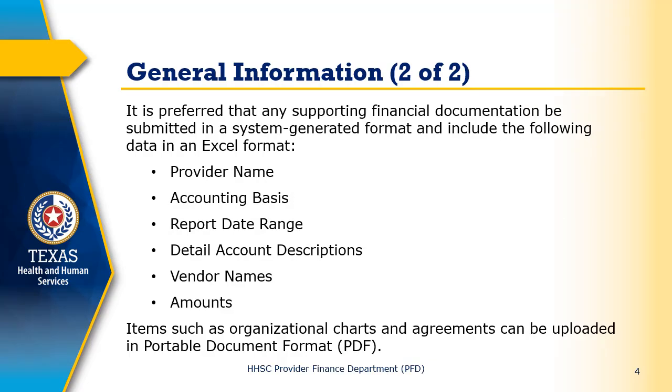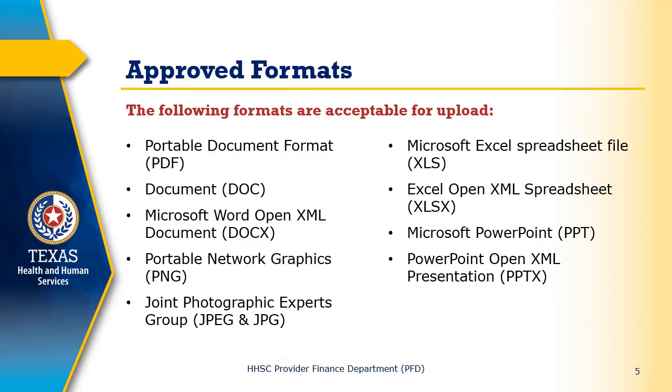Supporting financial documentation should preferably be system-generated and include the following information in a spreadsheet format: provider name, accounting basis, report date range, detail account descriptions, vendor names, and amounts. Items like organizational charts and agreements can be uploaded in a portable document format. Now we will discuss approved formats for support documentation.